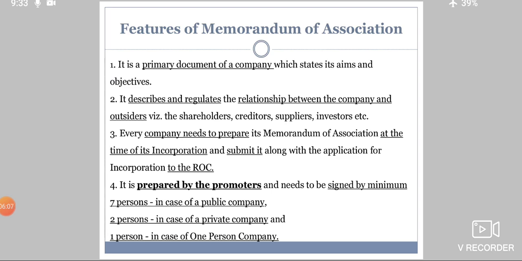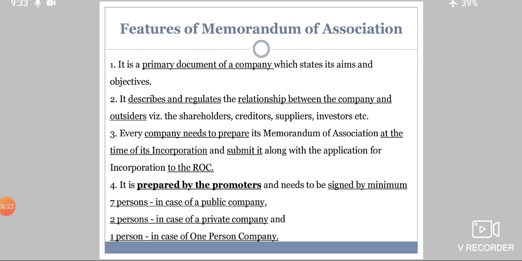Now, it is prepared by the promoters and needs to be signed by minimum 7 persons in case of public company, 2 persons in case of private company, and 1 person in case of one-person company.